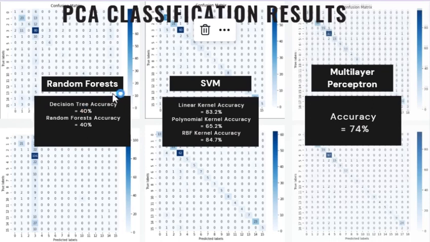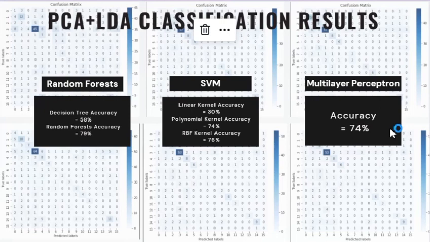Then we apply classifiers such as random forest, SVM and multilayer perceptron on PCA reduced features, and their accuracies are: random forest 40%, RBF SVM 84.7% and multilayer perceptron 74%. Then we applied LDA on the PCA reduced data to again reduce features into 16. By that, random forest accuracy increased to 79%, RBF kernel accuracy has reached 76% and multilayer perceptron accuracy is 74%.